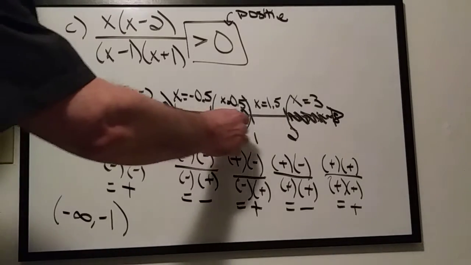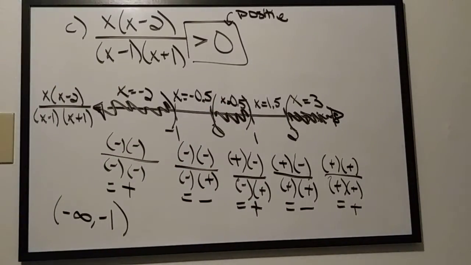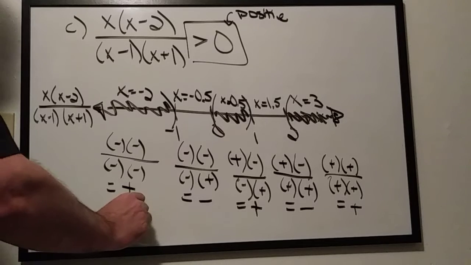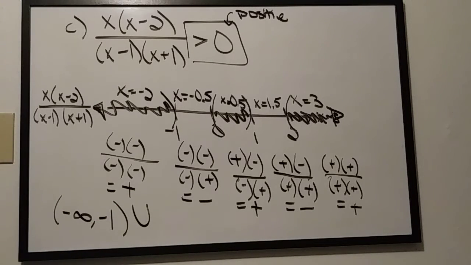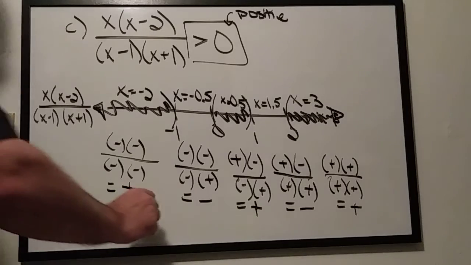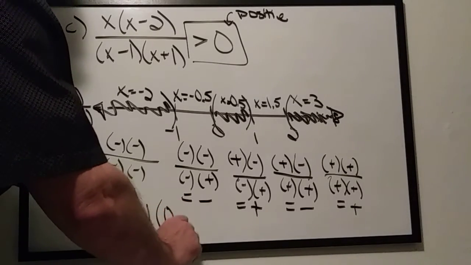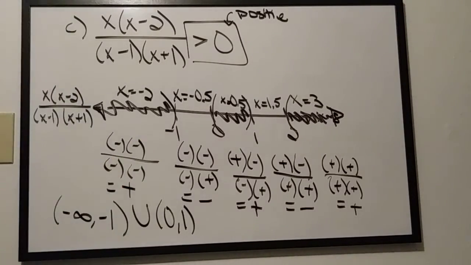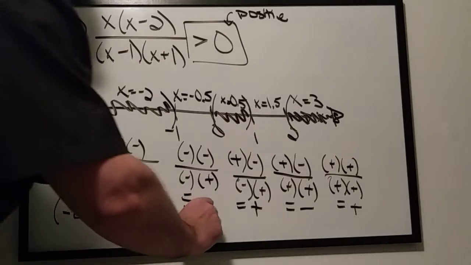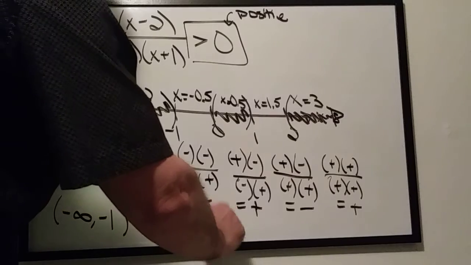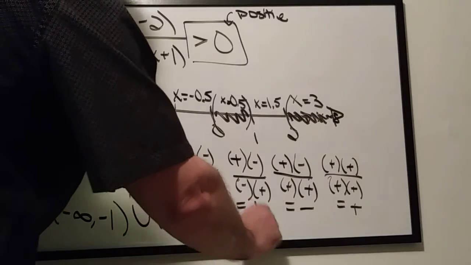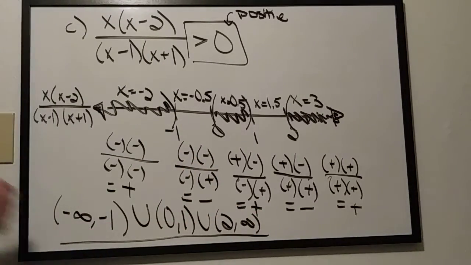And because we're going to have a separate piece over here, we've seen that you use the union symbol to say that there are going to be other pieces in other places. So we'll put the union symbol, and we are interested in 0 to 1. Again, notice my use of parentheses there. And then we have another piece, so we're going to have another union symbol, and then we have everything to the right of 2. So we have 2 to infinity. So there's our answer for part C.